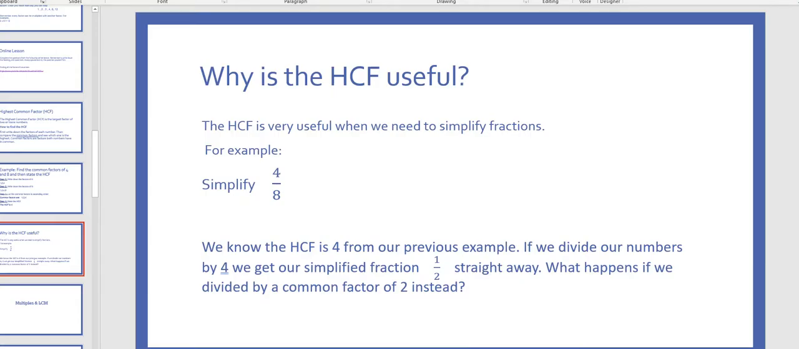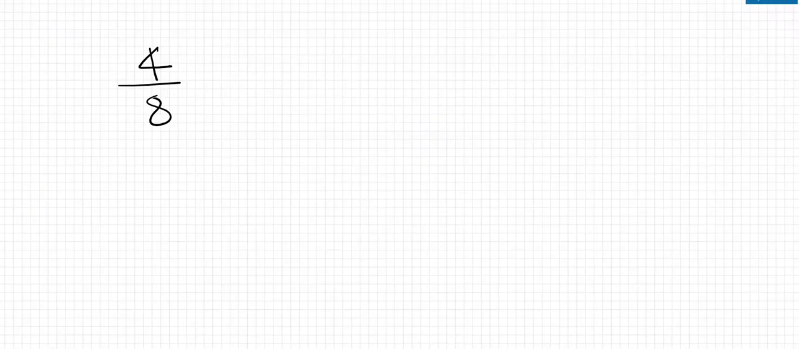Now, before we finish, if you're wondering why the highest common factor is useful, it's very useful when we are asked to simplify fractions. Okay, when we simplify fractions, we try and work out what the highest common factor is of both numbers. If we look at the fraction 4 over 8, let's have a look and see if I divide 4 and 8 by the highest common factor, it'll give me my half straight away. So let's just try this example.